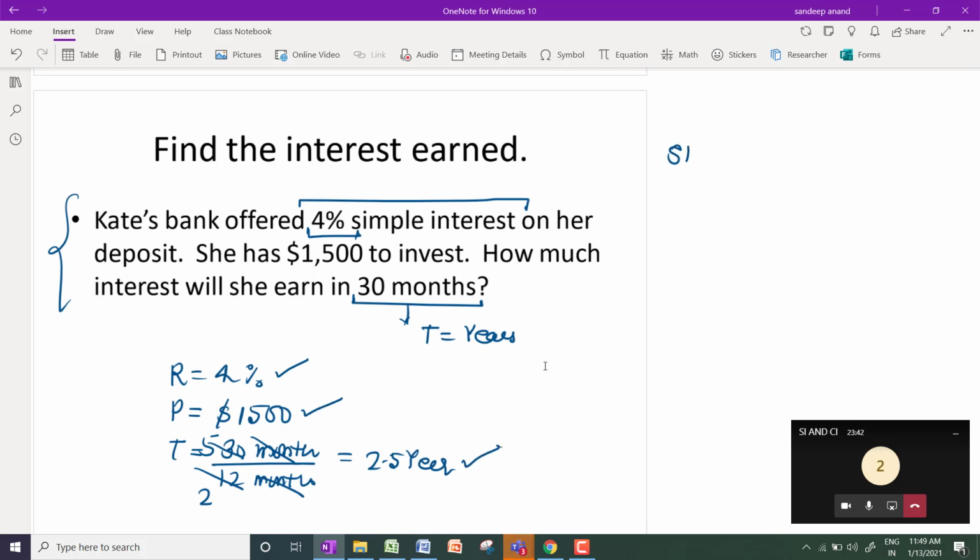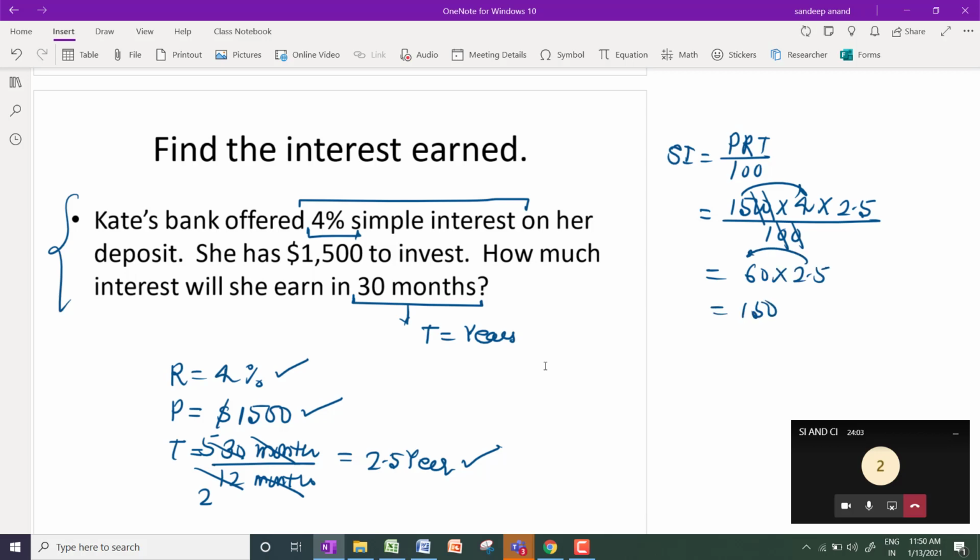Now I can apply this formula. Simple interest equals what? PRT by 100. Principal is 1500, R is 4%, and time is 2.5 years. Divide this value by 100, the 00s gone. 15 times 4 is 60, times 2.5 is 150. So simple interest is what? It is $150. Well done. Very good. Excellent batch. Okay, so this is the solution of this question.